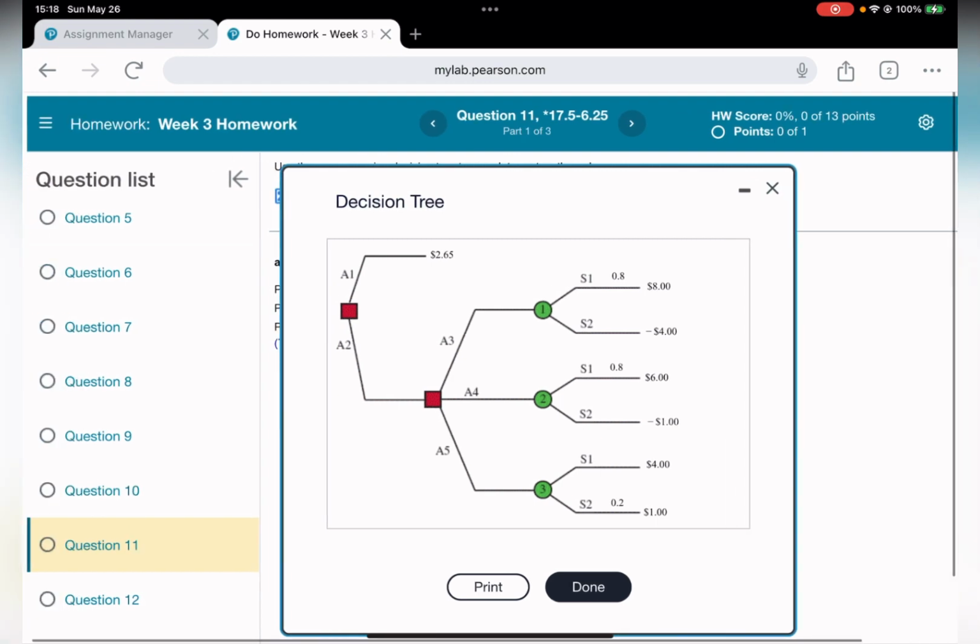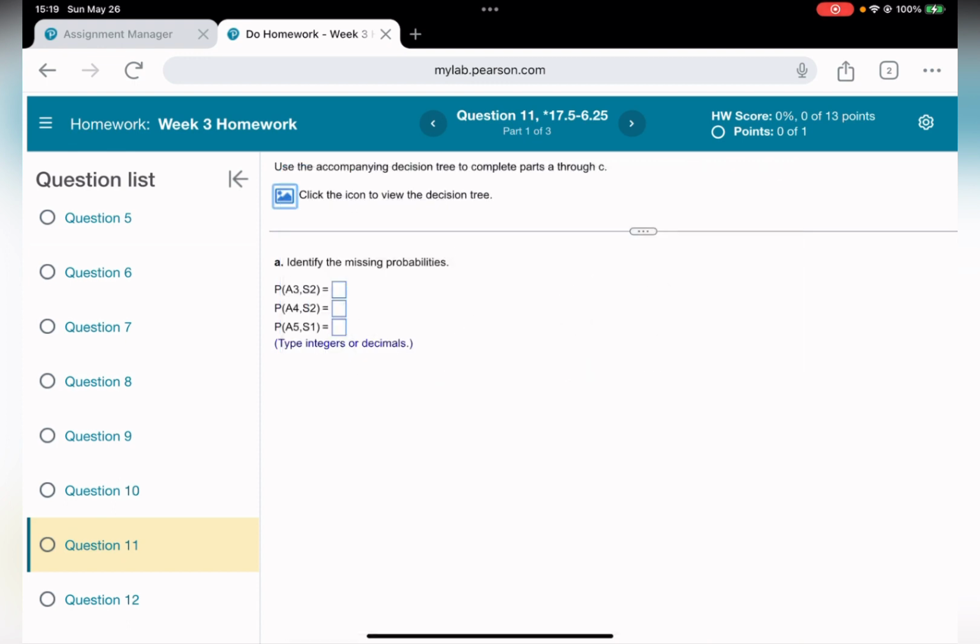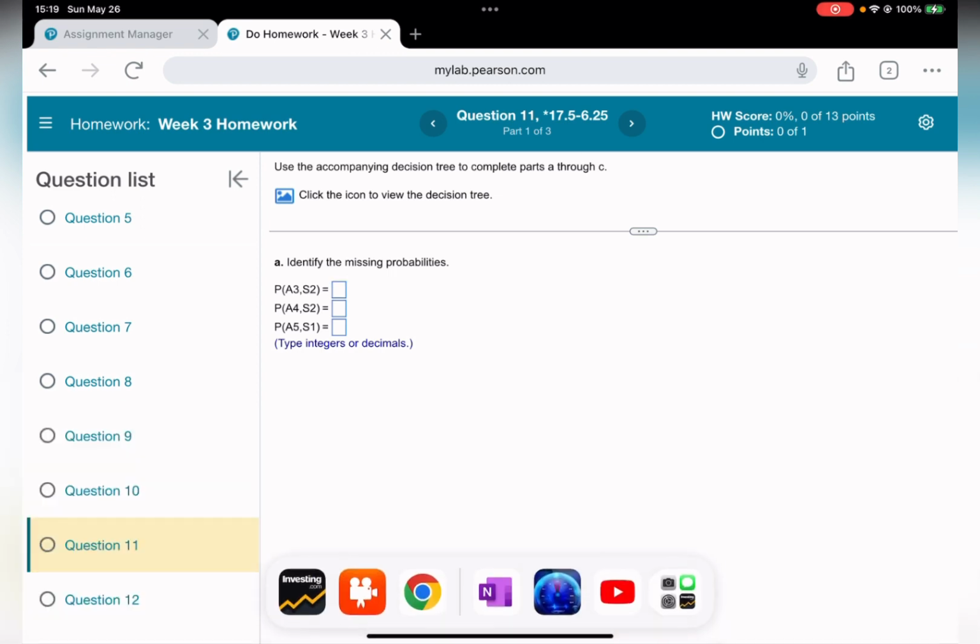First of all, I'm going to take a picture so I can work with it, because I'm going to open the notebook on my iPad, do the calculation, and you can see. So I recommend you also take a picture so you can follow what I'm doing. All right, so first we need to find the probability of A3 S2. Let me work on it.